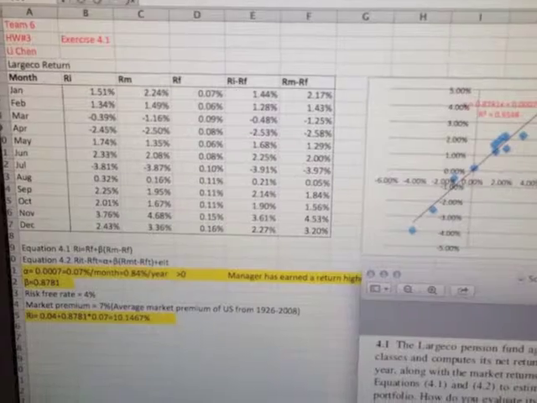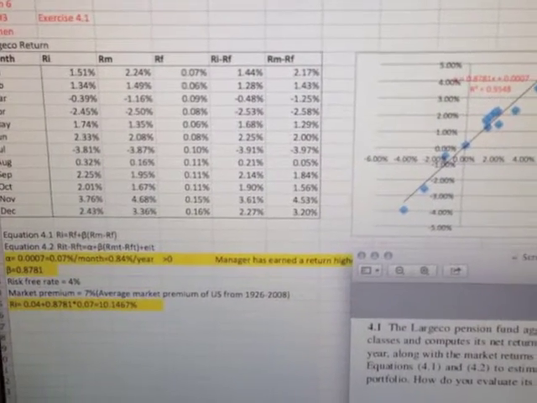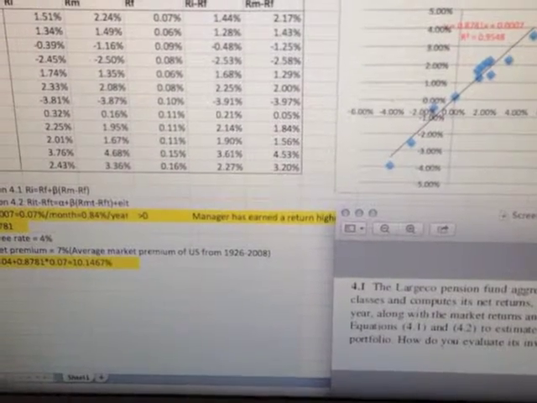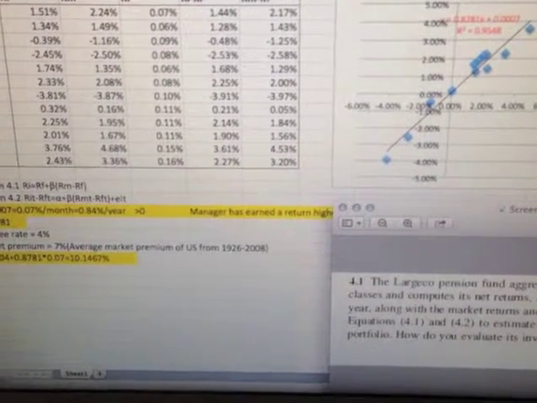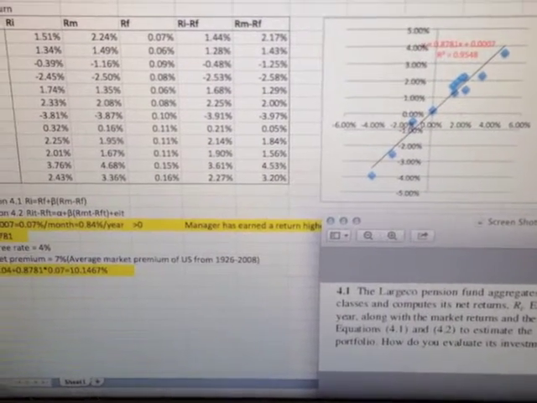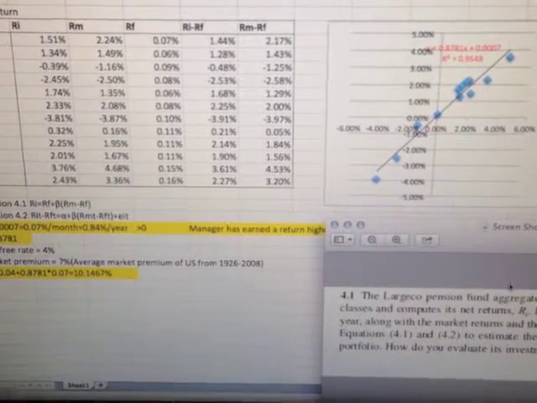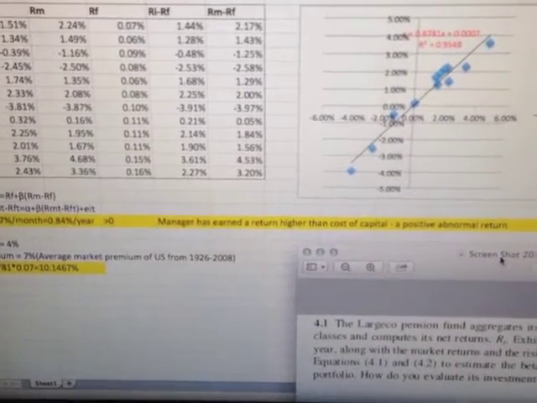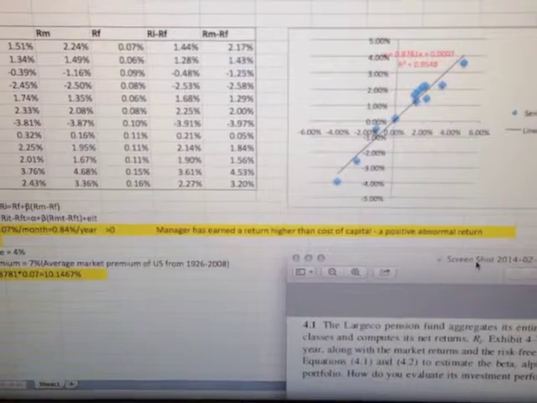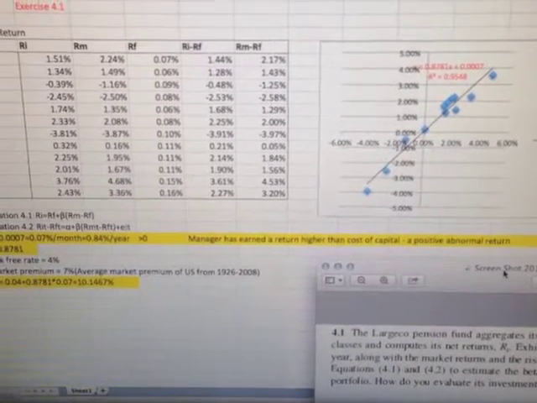The alpha is 0.0007, which is 0.07% per month and 0.84% per year. According to the result of alpha, we can say that the manager has earned a return higher than cost of capital, which is a positive abnormal return.